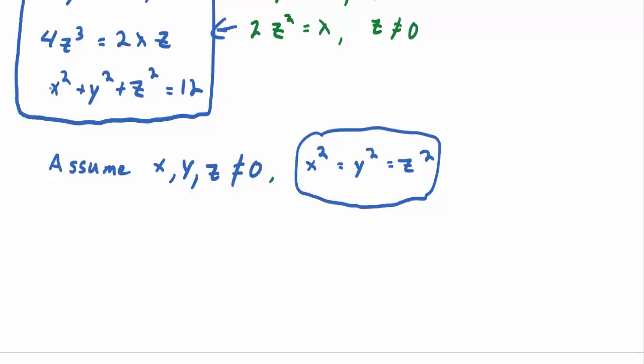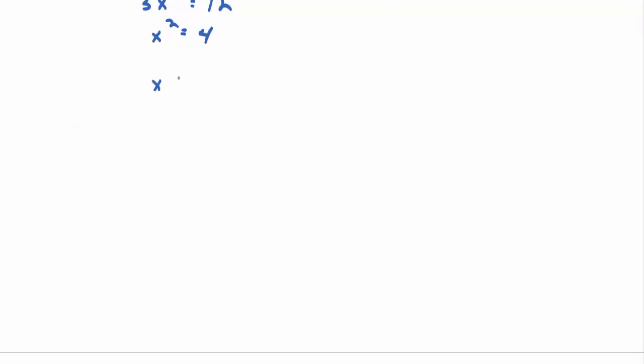Now, if they're all equal, then it doesn't matter which variable you call all of them. We could call them all x. Y we could call x, z we could call x, and then from the last equation we get x squared plus x squared plus x squared equals 12, or 3x squared equals 12, or x squared equals 4, or x equals plus or minus 2. But doesn't that mean that y equals plus or minus 2 and z equals plus or minus 2?